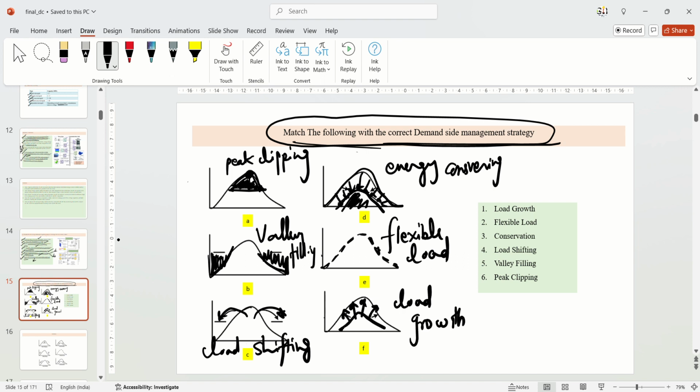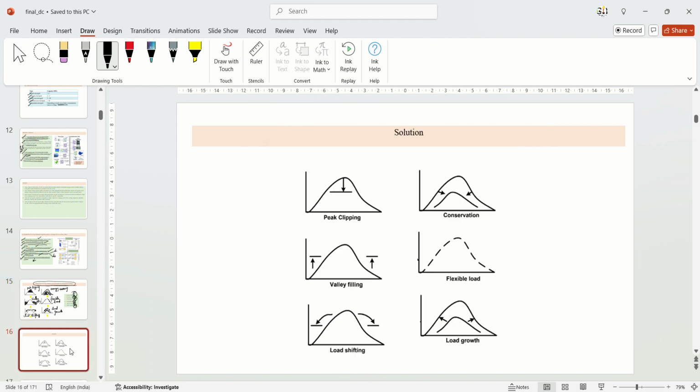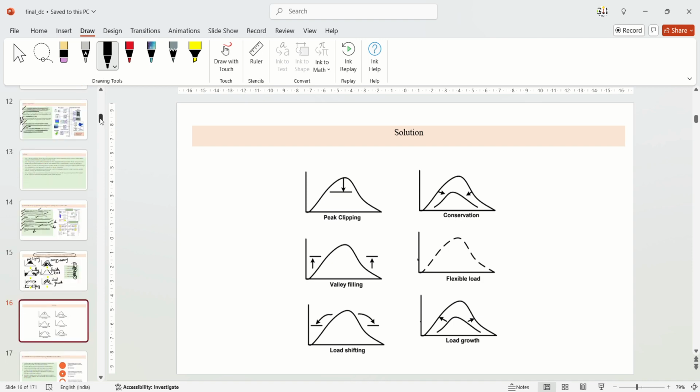Okay, so A matches with peak clipping, that is A. B is valley filling, B. C is load shifting, C. And D is, if you can say, conservation, D. Flexible load, E. And load growth is F. Okay, so this is the question and solution of this question.